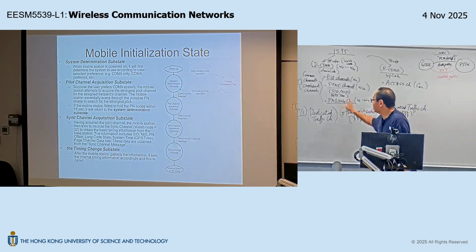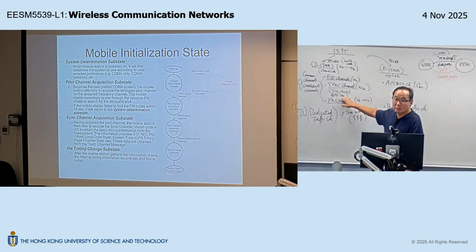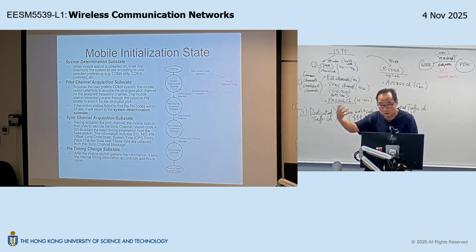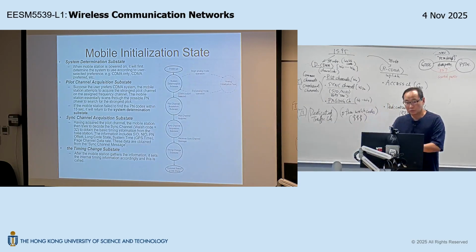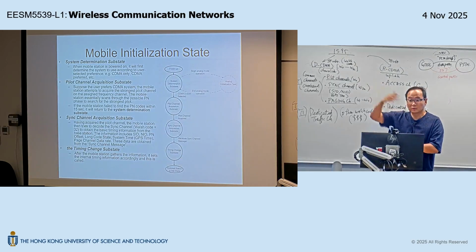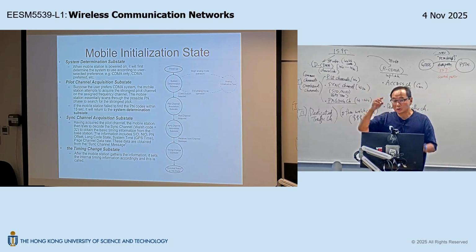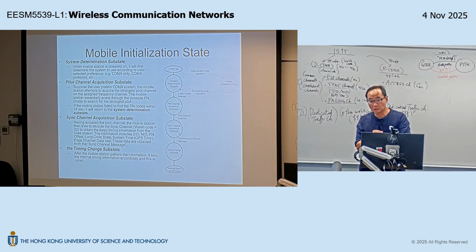Also, the sync channel also contains a GPS time. Remember, this GPS time is what the base station network used to synchronize itself, right? To achieve the same system timing. Now, you are the mobile station. When you wake up, your local clock will definitely be different from the system clock, right? But you listen to this broadcast. This broadcast will tell you what is the current time. From this GPS time, you can adjust your local clock.